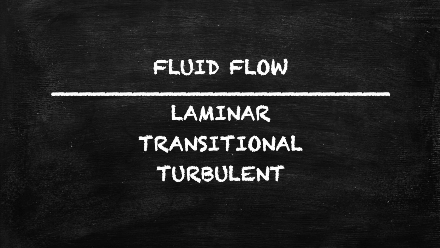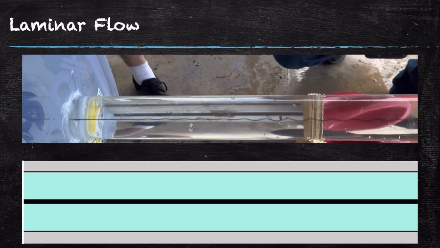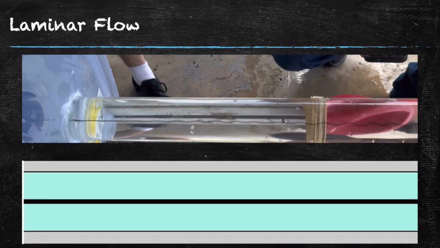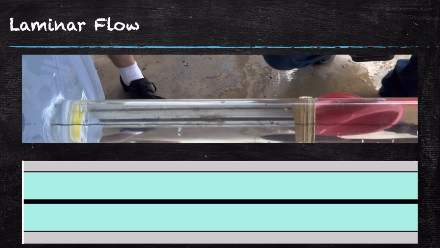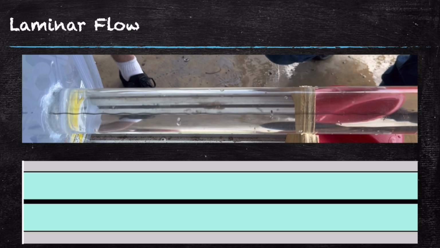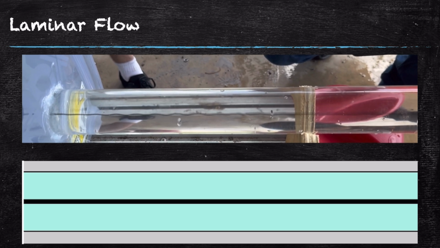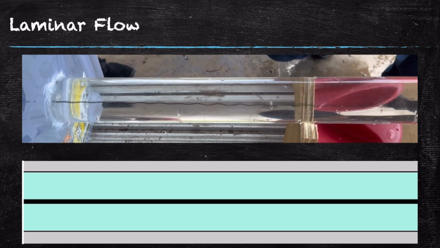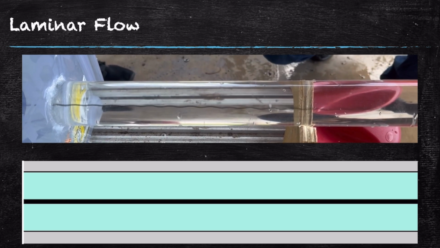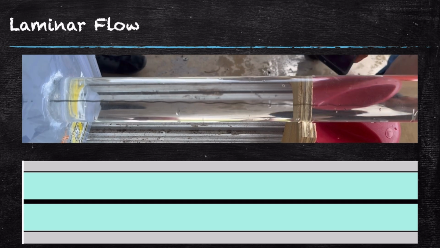There are three types of fluid flow: laminar, transitional, and turbulent. Here, you can see laminar. Laminar flow is as if two sheets of fluids are passing over each other, where the fluids do not mix, and you have a thin stream line of one fluid flowing through another. On the top, you can see a live video of our experiment, and on the bottom, an example of this flow.